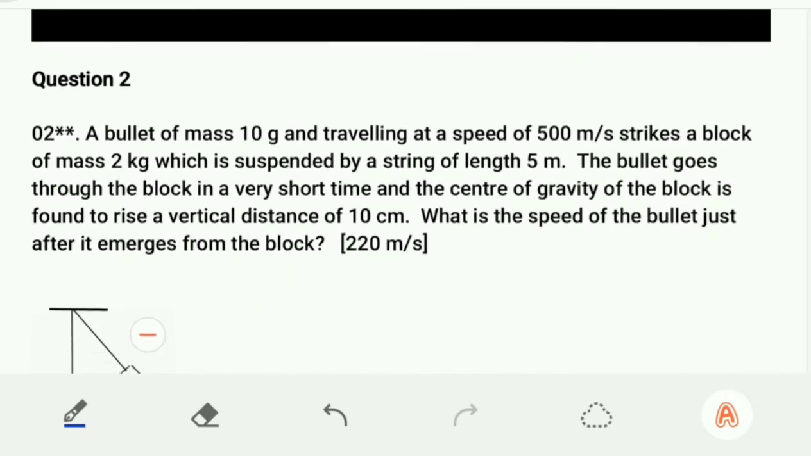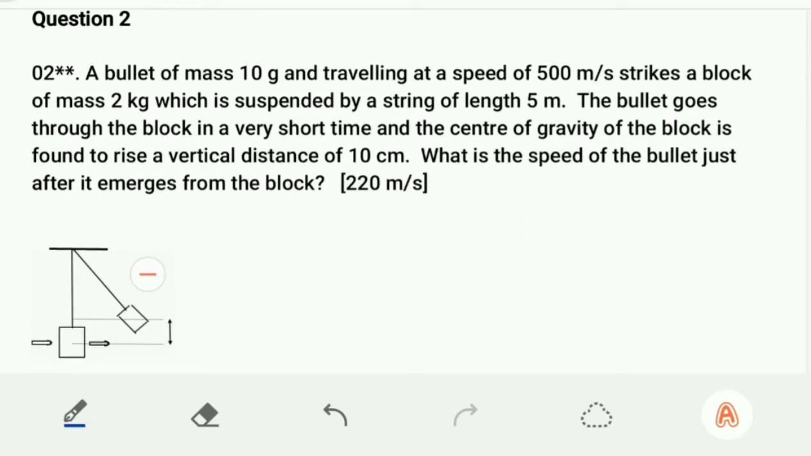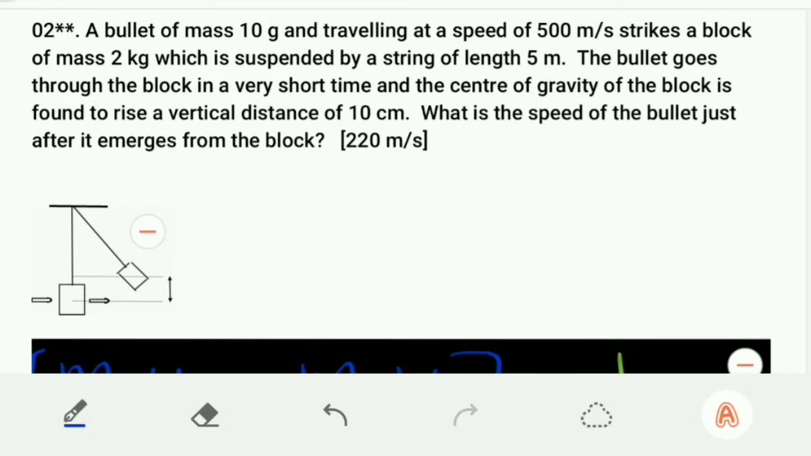Now coming to question 2. Here we have a bullet. This bullet is traveling at an initial speed of 500 meters per second. It has a mass of 10 grams and it strikes a 2 kg block, which is suspended by a string of length 5 meters. So what's happening here is that this bullet is going to strike this block and then it will pass through it like that.